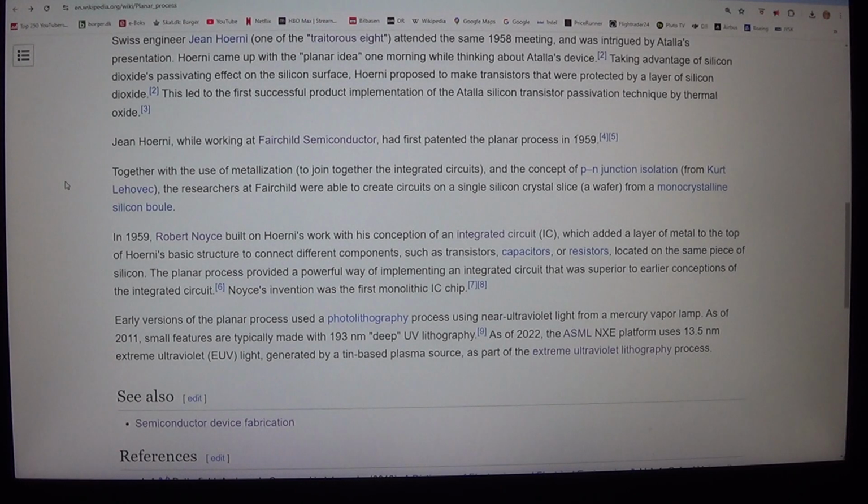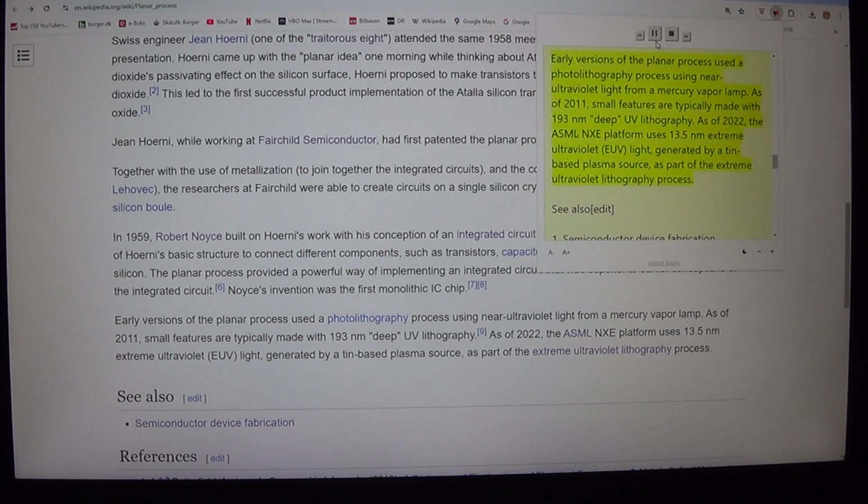Early versions of the planar process used a photolithography process using near-ultraviolet light from a mercury vapor lamp. As of 2011, small features are typically made with 193 nm deep UV lithography. As of 2022, the ASML NXE platform uses 13.5 nm extreme ultraviolet EUV light, generated by a tin-based plasma source, as part of the extreme ultraviolet lithography process.